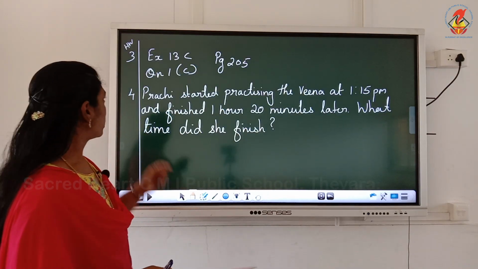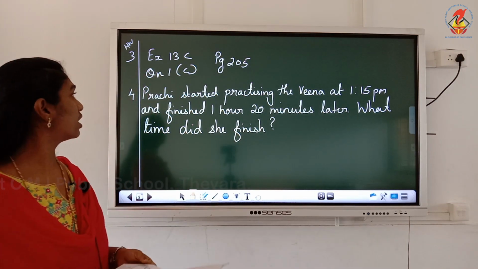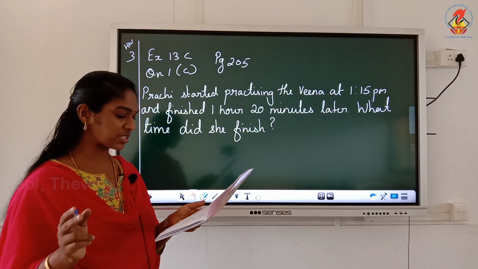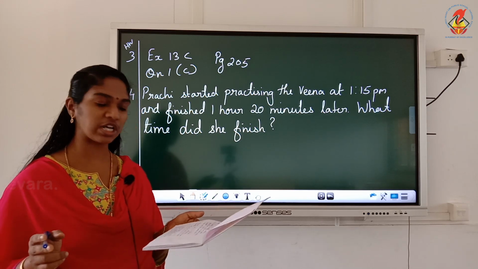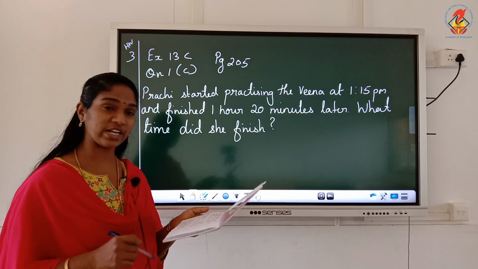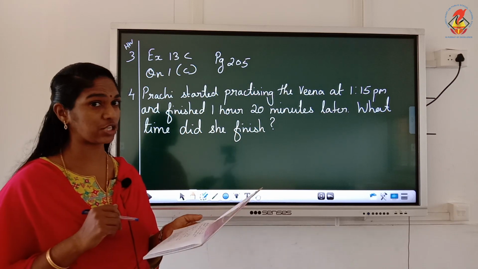Now, third question is a homework for you. Page number 205, question 1. In that the third one, Meera started knitting a muffler on Independence Day. If she completed it in 25 days, on which day did she finish it? You have to find out the finishing date over here.